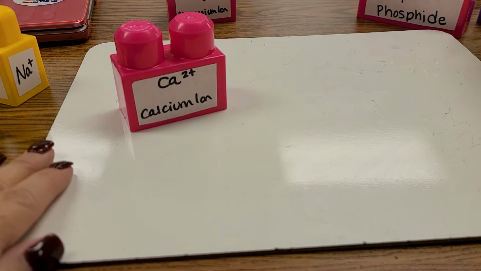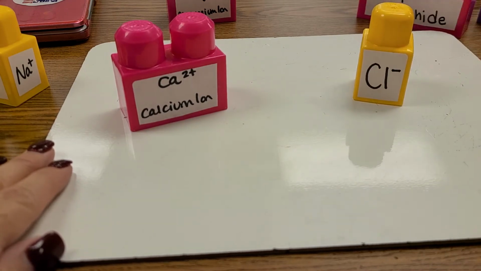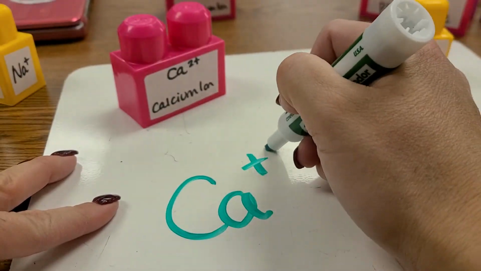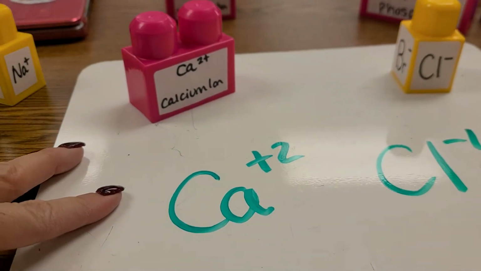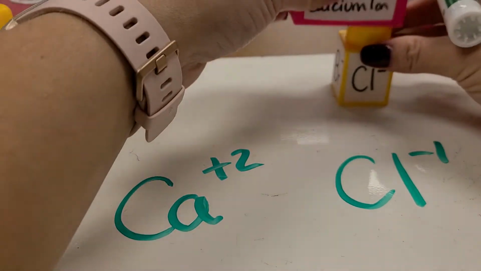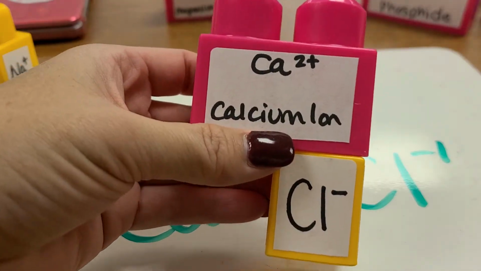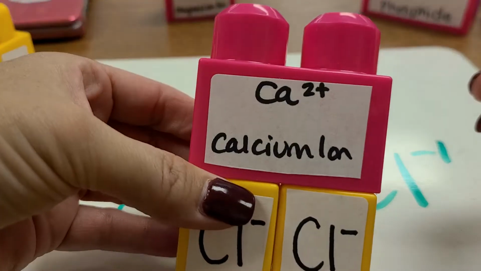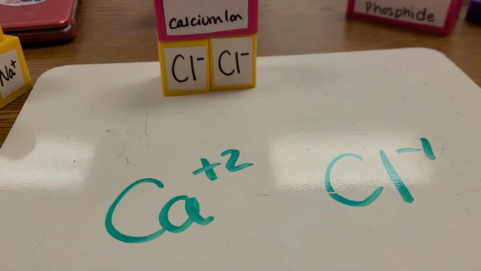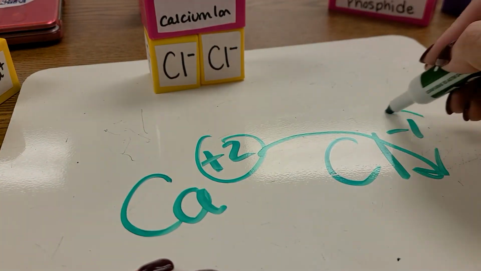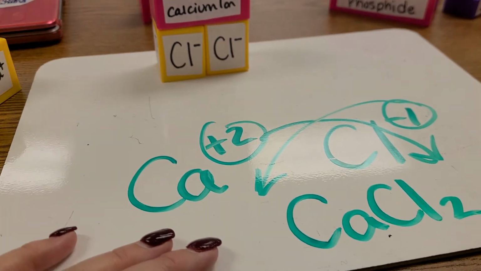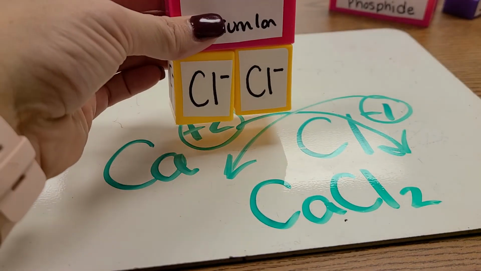Let's try calcium and chlorine. All right, so a calcium ion is a +2, and a chlorine is a -1. So can you see what's going to happen here? The calcium needs 2. Chlorine's only got 1 to give. So you're going to need 2 chlorines for every 1 calcium. So this 2 goes here, this 1 goes here, CaCl2. So that's what we call calcium chloride.